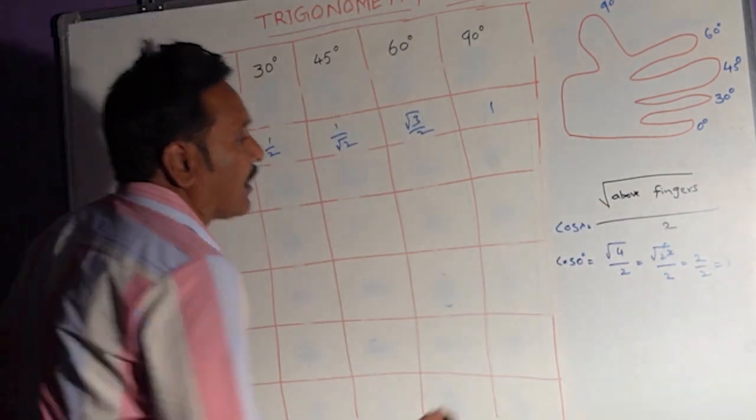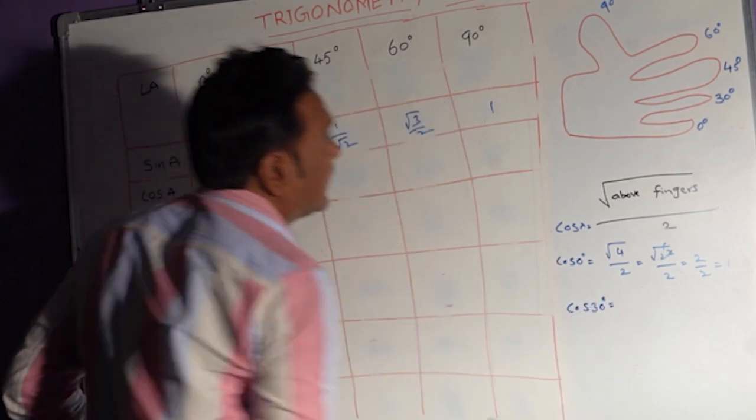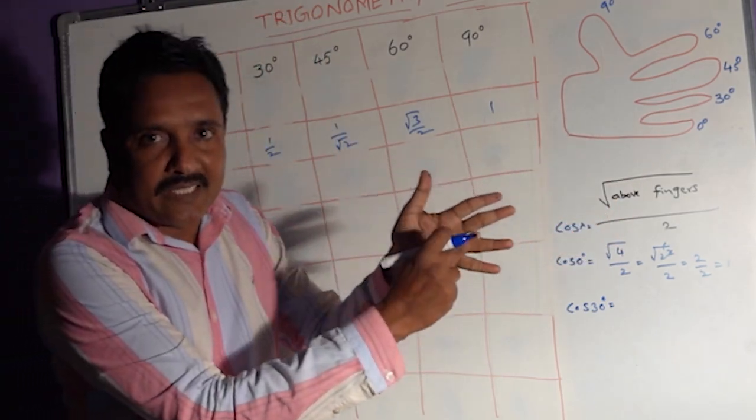Okay, next. Cos of 30 degrees. Cos 30 degree is the ring finger.